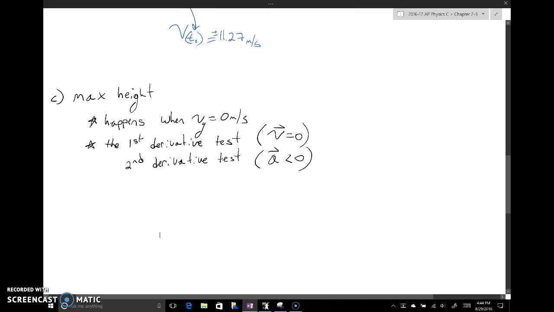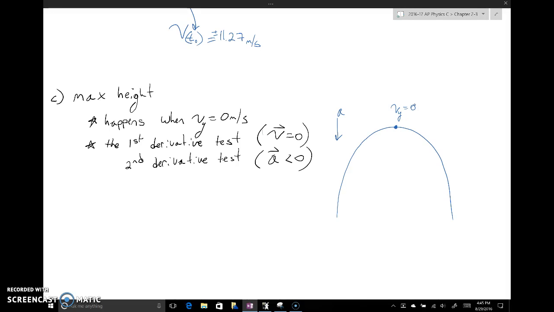So that's from calc. Now, from AP Physics C, we talked about this a little bit differently. We said when the object goes up and then comes back down, at its highest point, its vertical velocity is equal to 0 because it's not moving up or down anymore. And obviously, we have an acceleration that's pointed downward. So we weren't using the first and second derivative tests, but we conceptually understood what those quantities meant.